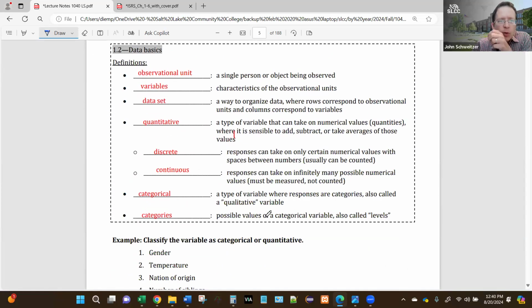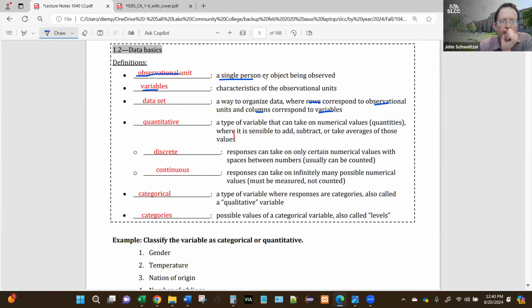Okay, so some more about data. As we've said, the observational unit is the same as an individual. So it's the person being observed. Typically, it's a row in a data set. Variables are the changeable characteristics of observational units, right? So somebody might be 6 foot, somebody else might be 5'11", somebody else might be 5'7". So it varies, height changes. The data set is how we structure it. So the rows typically correspond to observational units and the columns typically correspond to variables, as we've discussed.